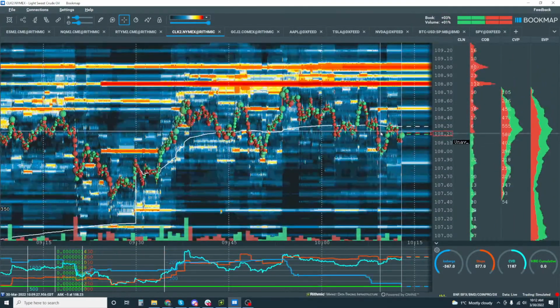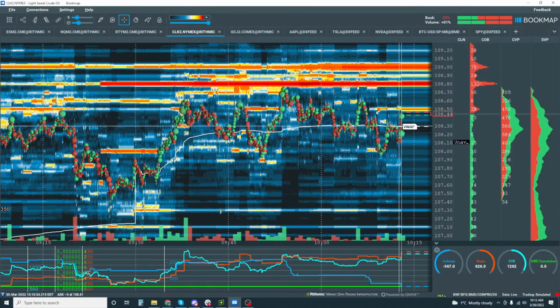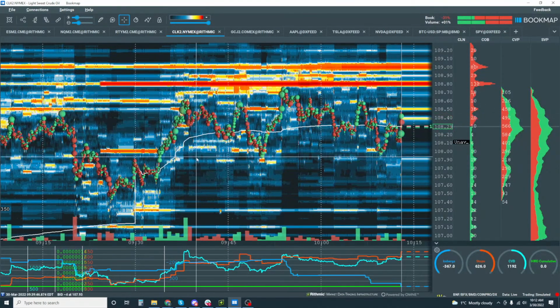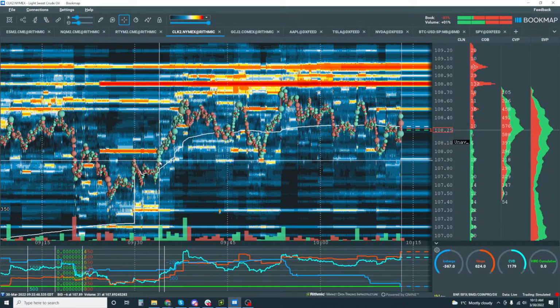Keeping an eye out on this one here, and it's really all over the place as well. If there's anything here, buyers took control here. As you can see, this is a good move.